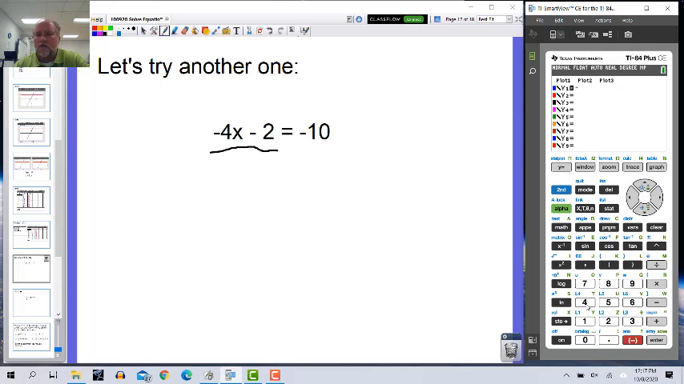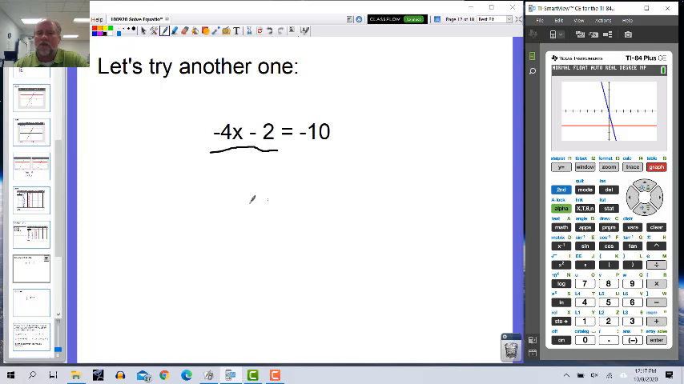So -4x, and remember the x is up here, minus 2, hit the down arrow key, and then I'm going to put in -10, enter. Okay, and now in order to do this, we're going to hit the graph button. Okay, so here are my two graphs.